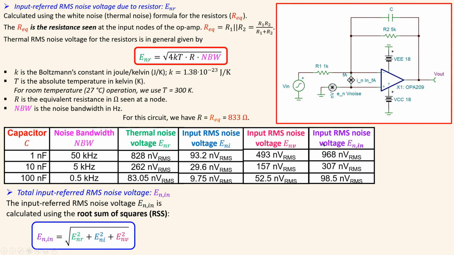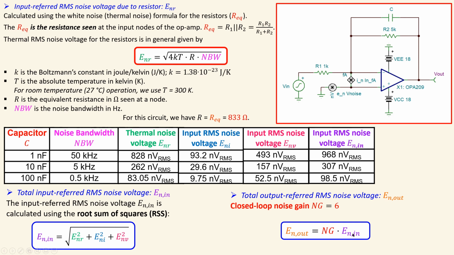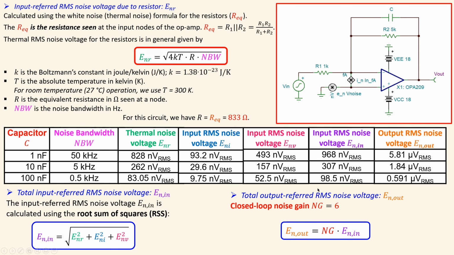Having determined the input RMS noise voltage for each value of the capacitor, we can now calculate the total output-referred RMS noise voltage. That is calculated using the closed loop noise gain. For this circuit we had the noise gain of 6. Now when we use the input-referred RMS noise voltage and multiply it by the noise gain using this formula, we have the output-referred RMS noise voltage given by these values. So for each capacitor you have the noise bandwidth, the input-referred RMS noise voltage and also the output-referred RMS noise voltage.